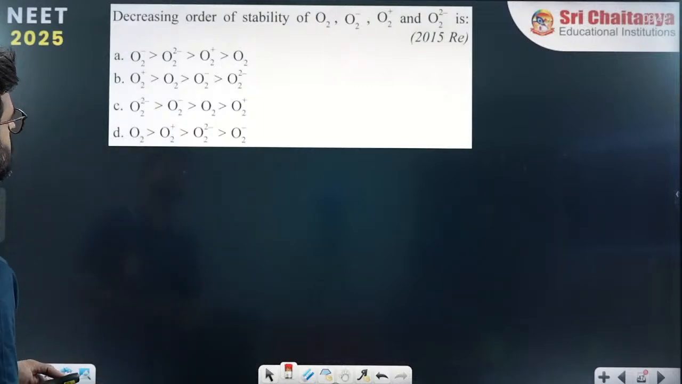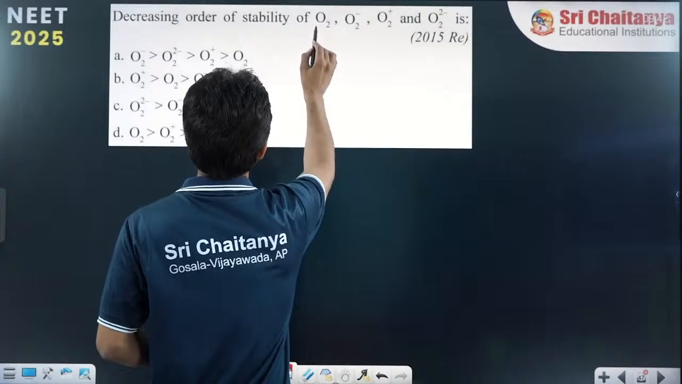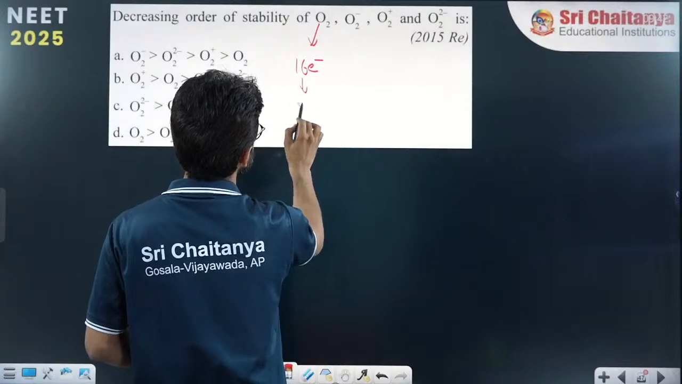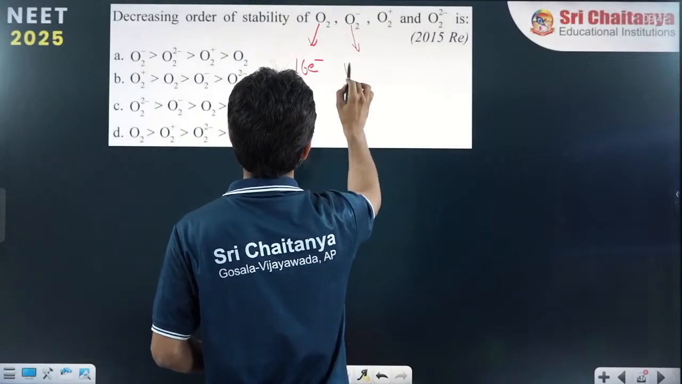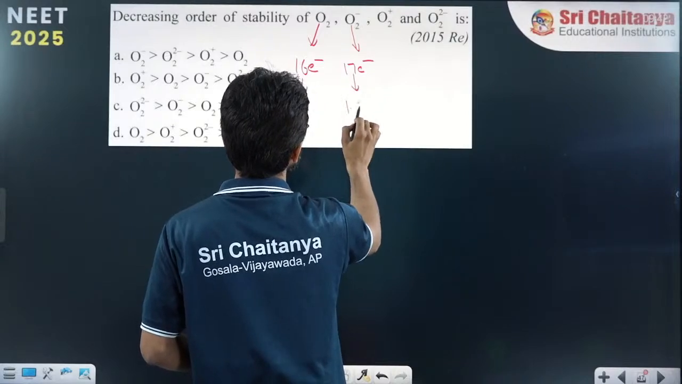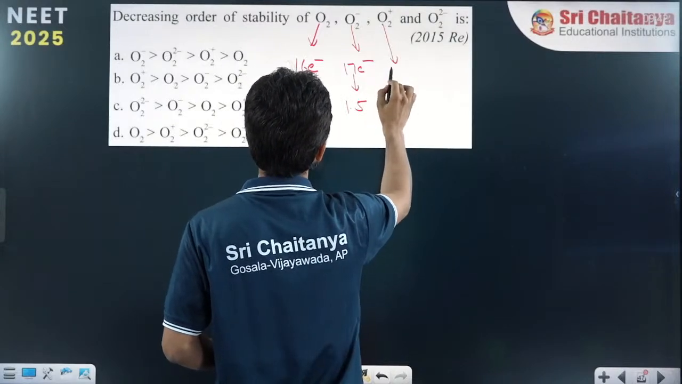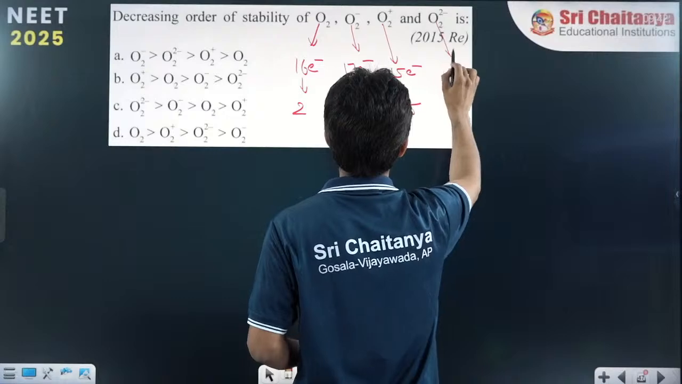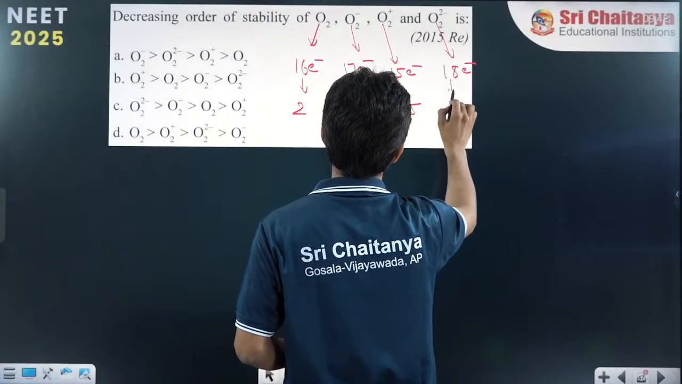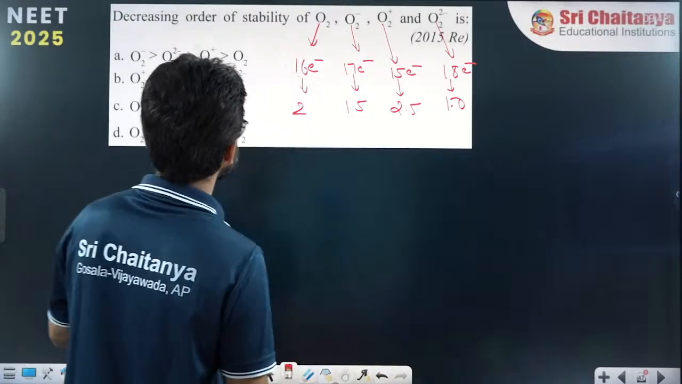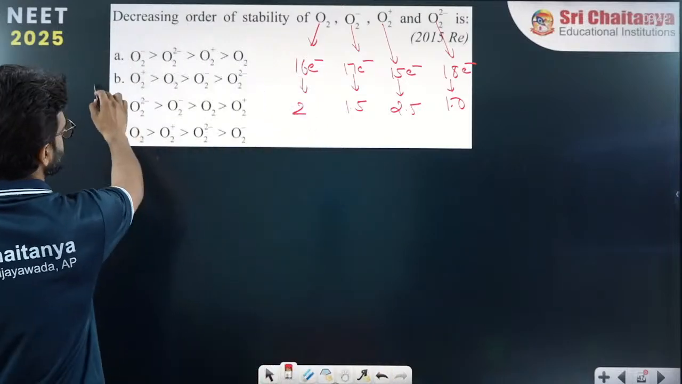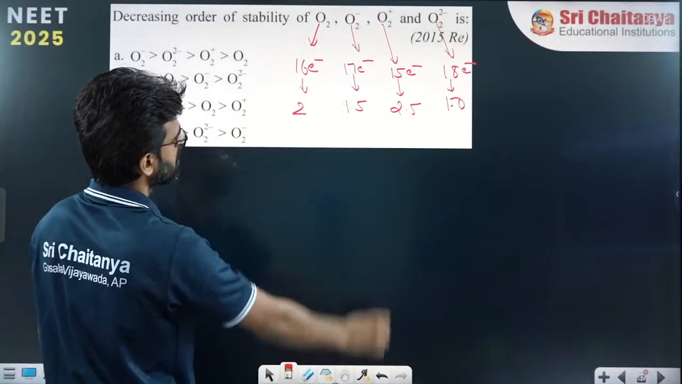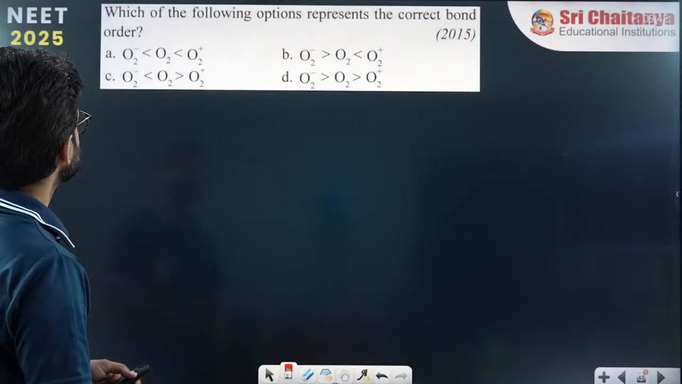The decreasing order of stability among the following. If you see, O2 has 16 electrons. So bond order how much? 2. O2 negative has 17 electrons. Bond order how much? 1.5. O2 plus has 15 electrons. So bond order is 2.5. O2 2 minus has 18 electrons. So bond order how much? 1.0. So we can see from here, O2 plus should be the maximum, right here. Then which one? O2, then O2 negative, then which one? O2 2 negative. Fine, easy to give the answer. These are almost the same only.